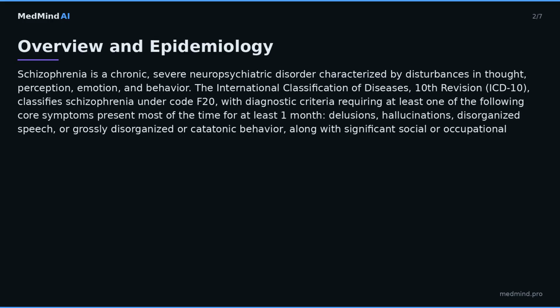The Diagnostic and Statistical Manual of Mental Disorders, 5th edition, DSM-5, requires at least 2 of these symptoms, with at least one being delusions, hallucinations, or disorganized speech, persisting for greater than or equal to 6 months. Globally, the point prevalence of schizophrenia is 0.3%, 95% CI, 0.27 to 0.33, equating to approximately 24 million individuals affected worldwide, according to the World Health Organization, WHO, 2023 estimates.